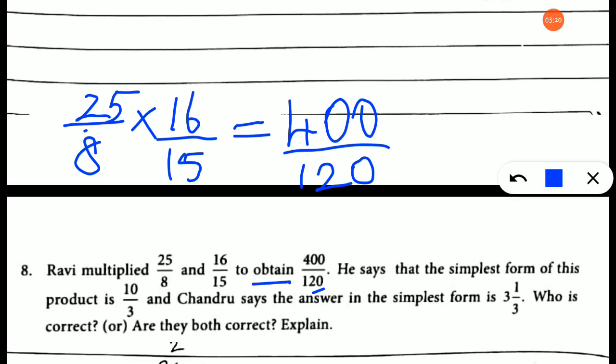Okay, let's see the second sentence of this question. He says that the simplest form of this product is 10/3. So Ravi is getting the answer 10/3 and Chandru says that the answer in the simplest form is 3 1/3. Okay, whose answer is correct? Are they both correct? Explain. So the question is very simple. The first line is the question. All the other remaining parts are just to confuse you.